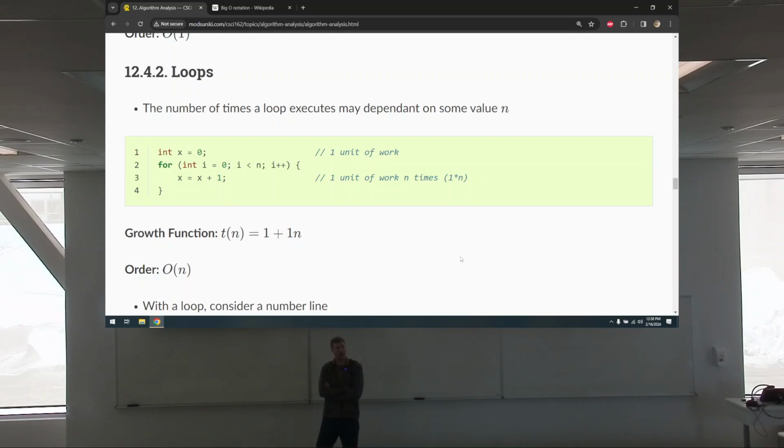Now, if I had code like this, but I know that n is going to be no more than 100, anyone know what I would call this work? What the big O of that would be?